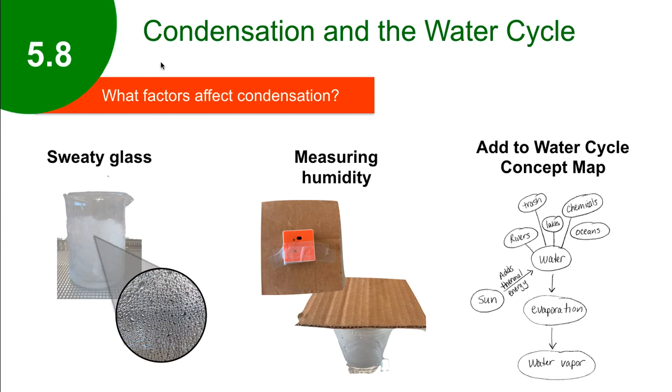In 5.8, we look at the condensation part of the water cycle and think about what factors affect that. We look at a demo called the sweaty glass, where we see that water accumulates on the outside of the glass and we wonder, how did it get there? Then we're going to use our Pocket Labs to actually collect data inside the container as water is evaporating and condensing. And we'll then add more to our concept map about the water cycle, including concepts of condensation.